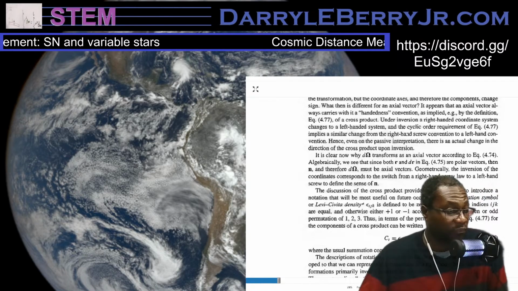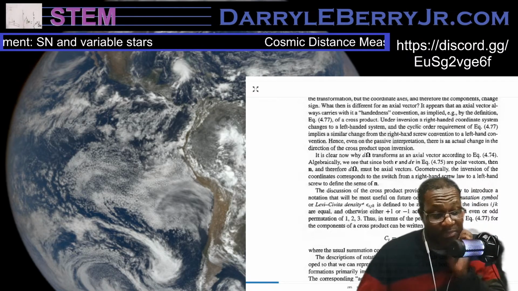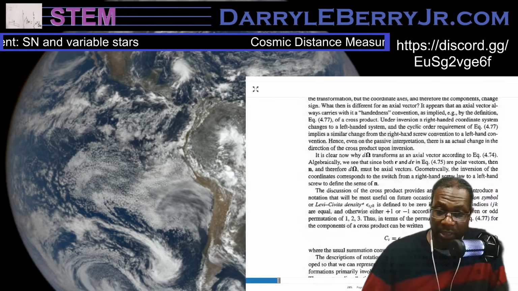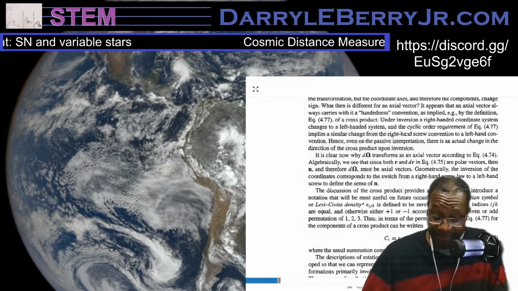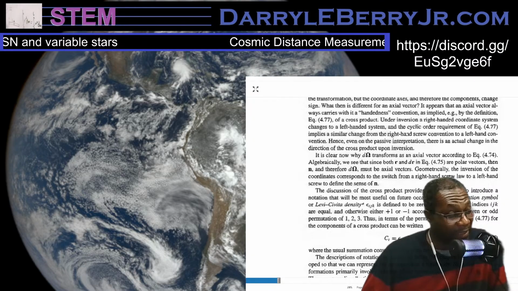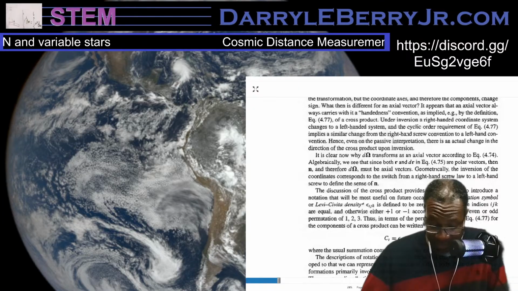The components of the cross product are written in this form, but the usual summation convention has been employed, which means that if a certain index is repeated, it is summed over that index. So it looks like it's summed over the J index.